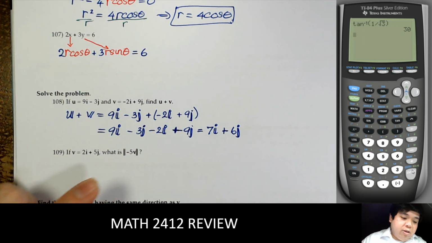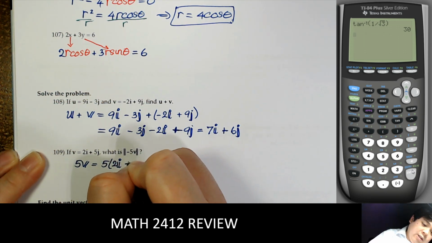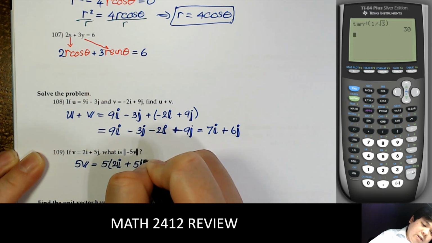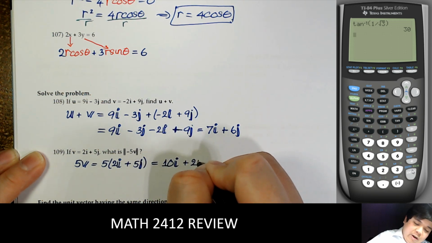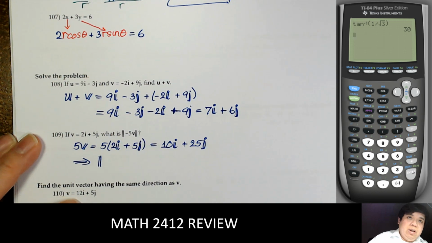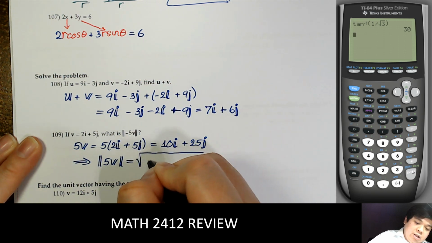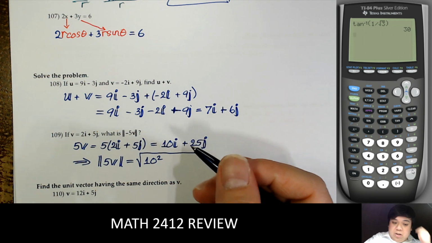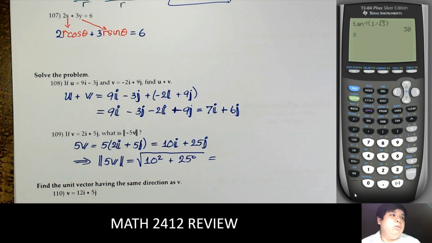Next, we do this. 5 times vector v, so we do that first. 5 times this, so it'll be 10i plus 25j. Then we find the magnitude of 5 times vector v, which is the square root of the sum of the squares of the components. So 100 plus 25 squared, that's 725.